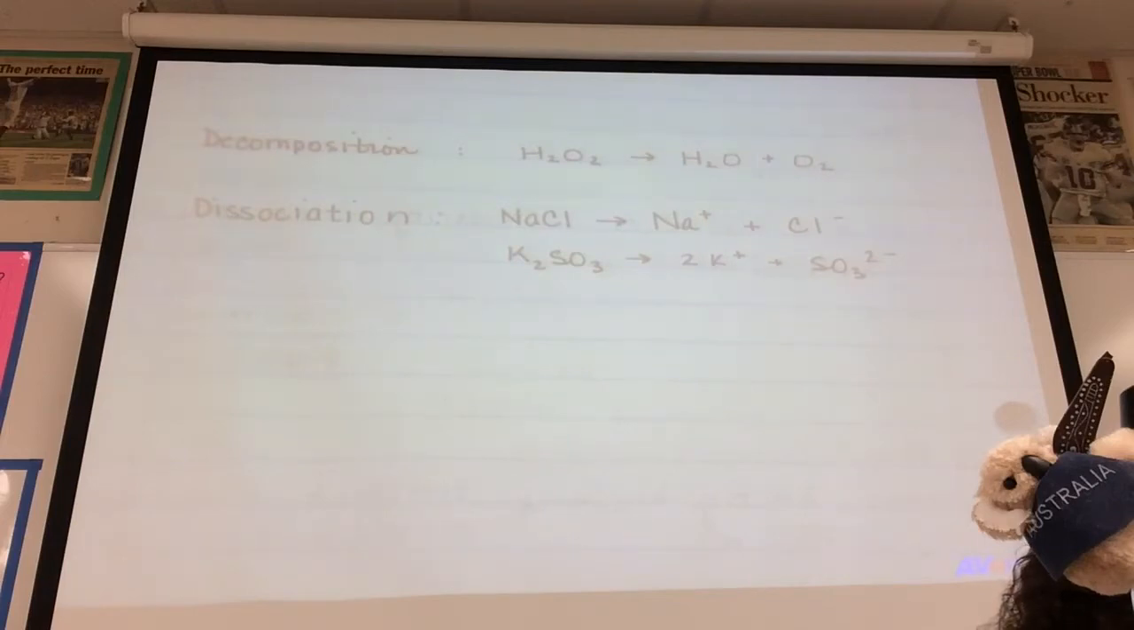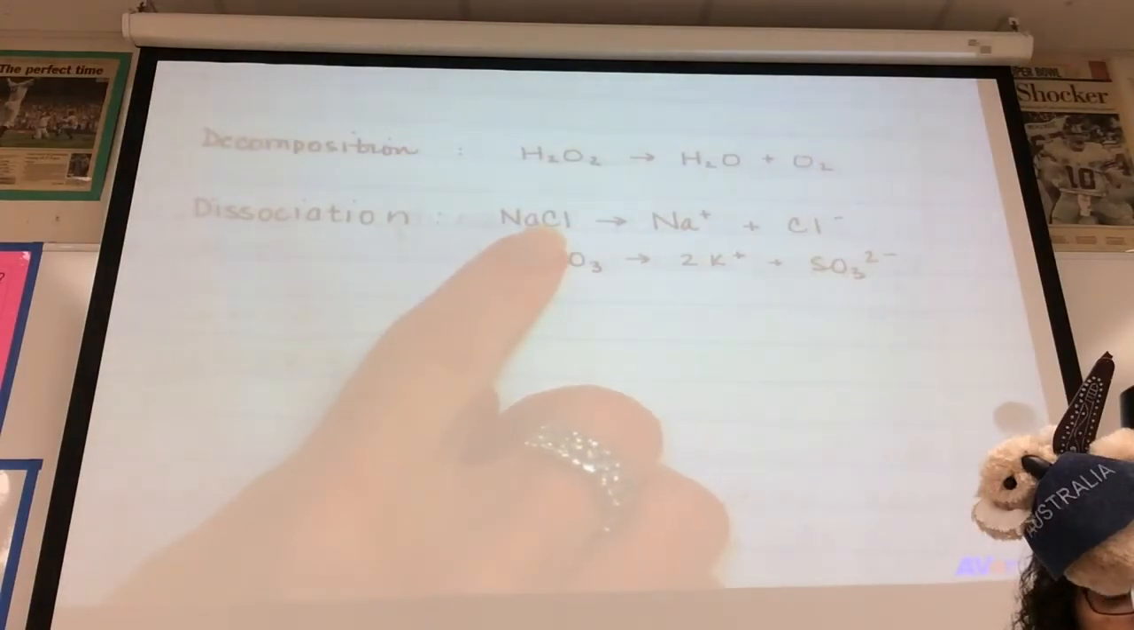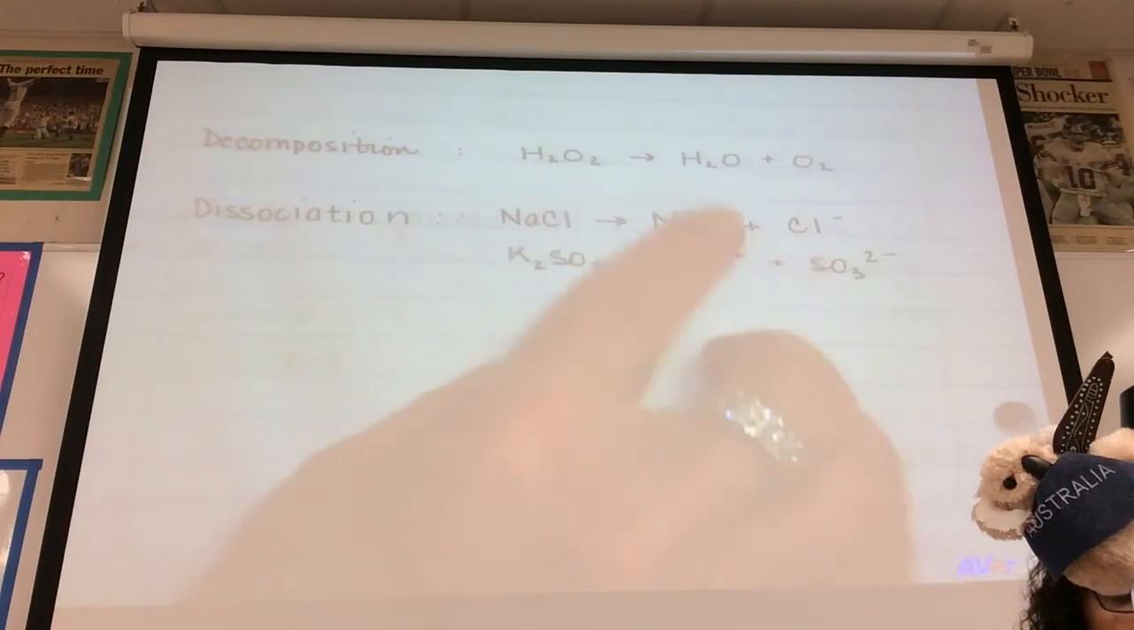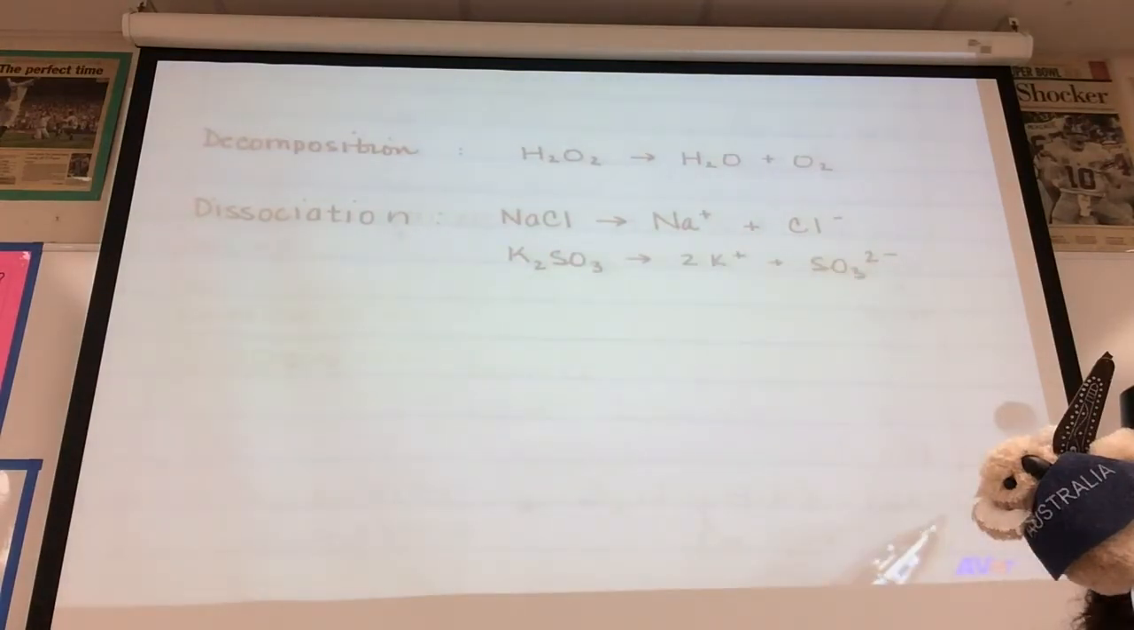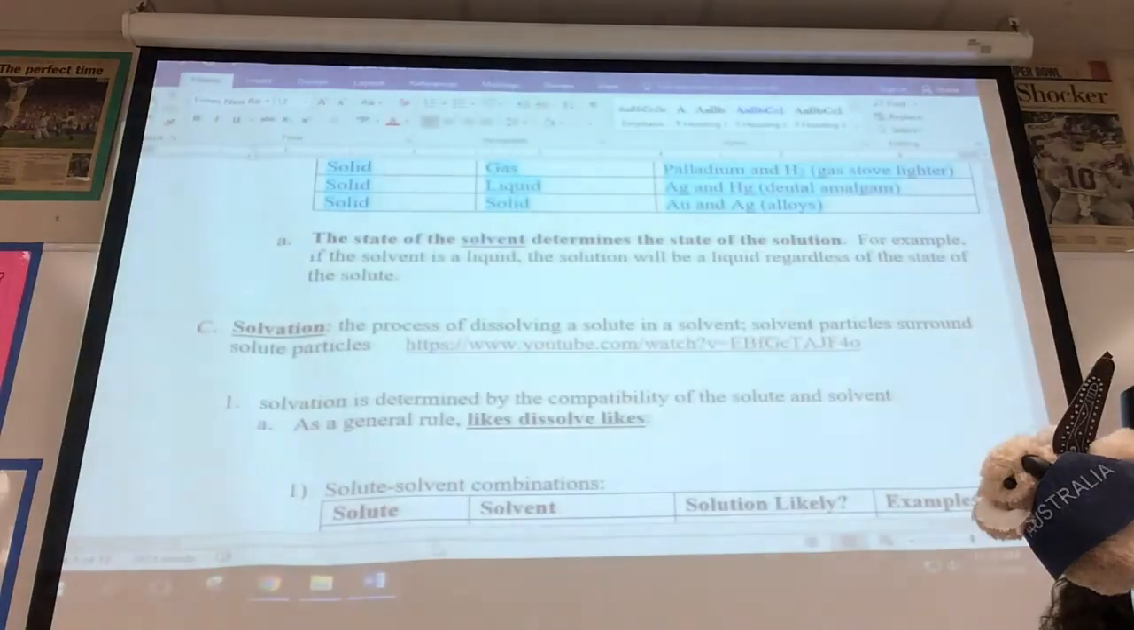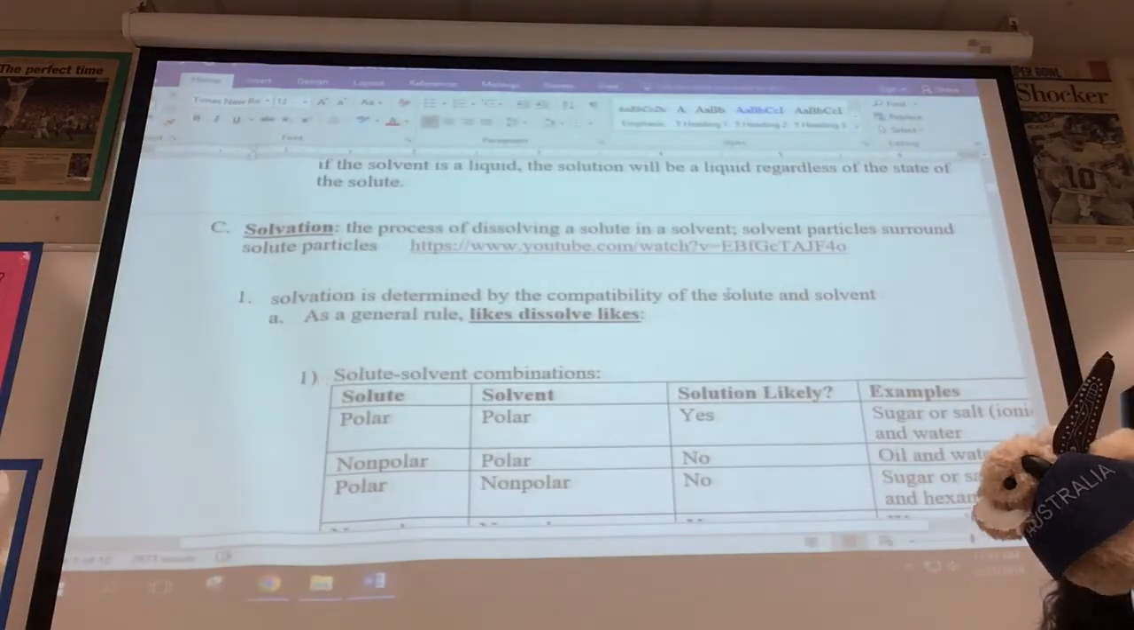So solvation is the process by which the sodium chloride, a solid, would dissociate into ions, and you would see the water molecules hydrating or forming hydration shells around the ions. Generally speaking, solvation is determined by how compatible the solute and solvent are, and as a general rule, likes dissolve likes. So if the solute and solvent are both polar covalent, then one will dissolve in the other. If the solute and solvent are both nonpolar covalent, then one will dissolve in the other. If they're not similar, typically they don't dissolve one another.